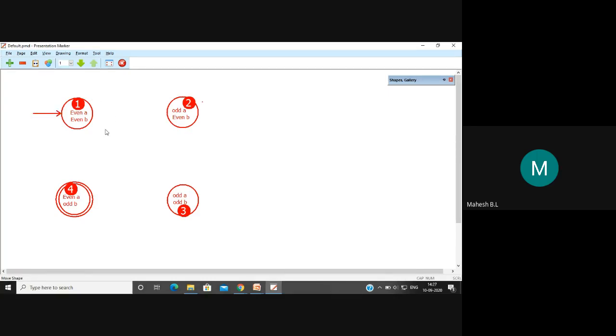Now you know that epsilon doesn't belong to the language. That's why the initial state is not an accepting state. There is no double circle for state 1 because epsilon doesn't belong to the language. Now you need to complete the transitions for this particular DFSM.